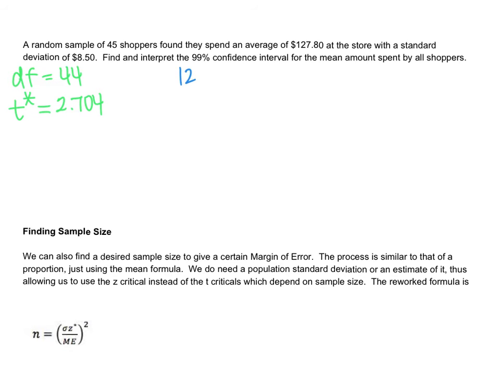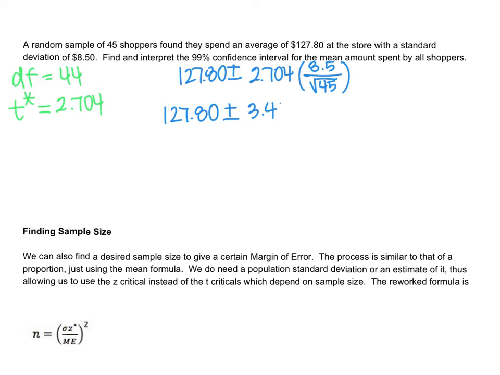So we'll take our mean, 127.80, plus or minus 2.704 times our sample standard deviation of 8.5 divided by the square root of n, which is 45. So we're going to have 127.80 plus or minus, and then we're only going to round to 2 decimal places here because we are talking about money, and money only has 2 decimal places, so it'll be plus or minus 3.43, which gives us a confidence interval of 124.37 to 131.23.